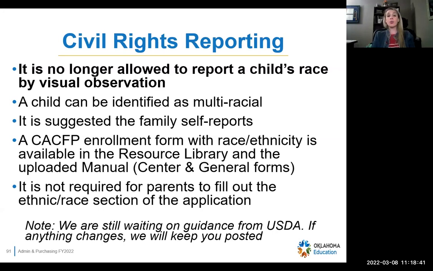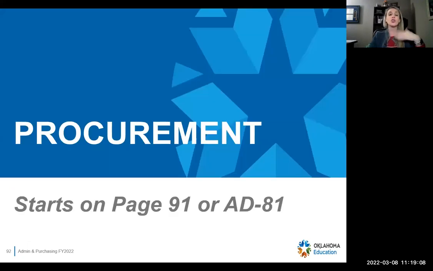The CACFP enrollment form, again, we have that. It's in center and general forms. It's not required for the parent to fill out, but it is very helpful. We are still waiting on more guidance, but you just need to have another way. Everybody I have on here takes an application. At-risk doesn't have to take applications, so they may want to do their own form. But everybody else here takes applications, either with the school, the daycare, or the adult daycare. So you have a way for a parent to fill that information out to self-report.